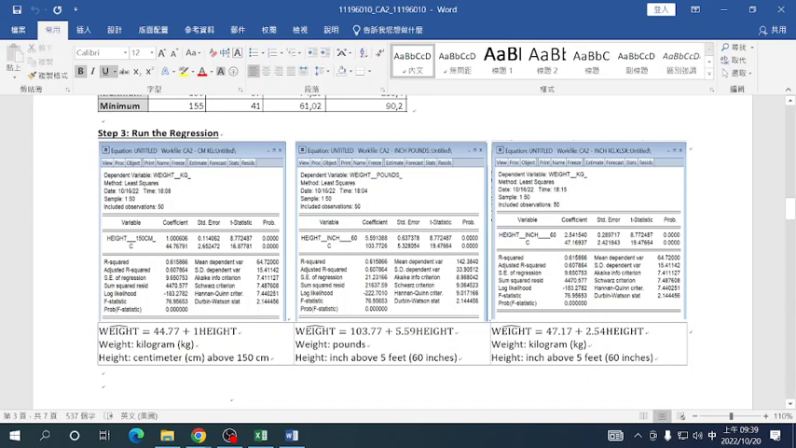Then this is in kilograms and inches. Okay, so the measurement units are different, in Y or X? One is in pounds, one is in kilograms, right? So the difference is in Y or in X? In Y. Okay? The difference is in Y.